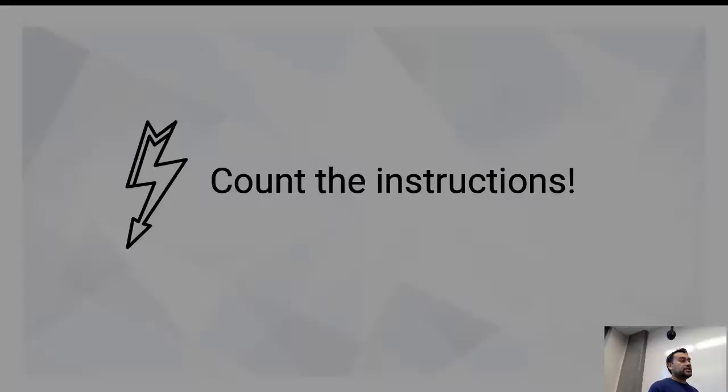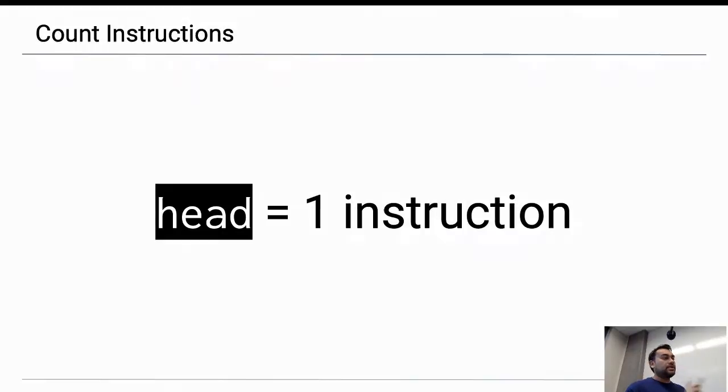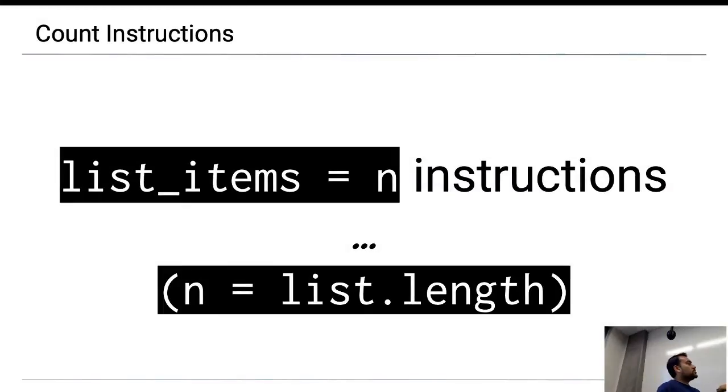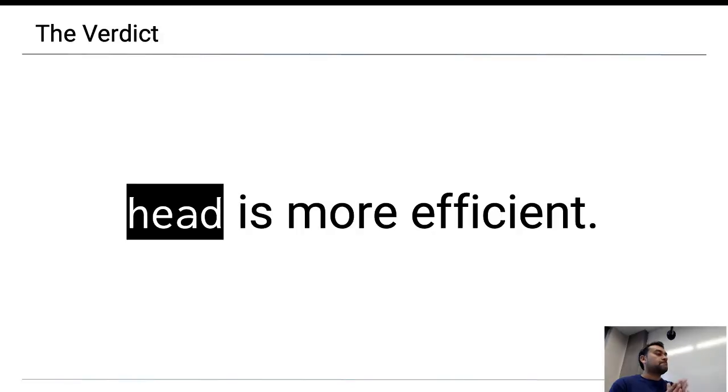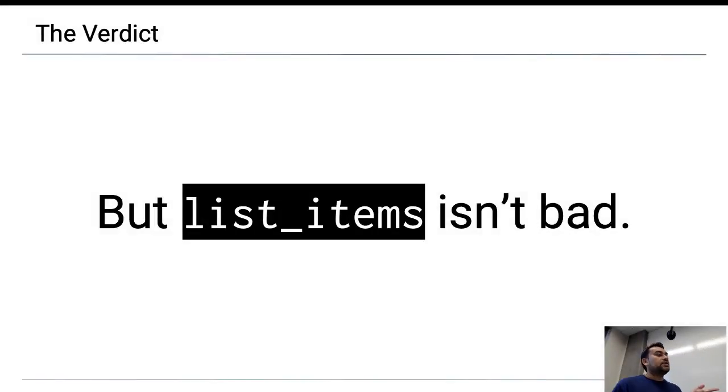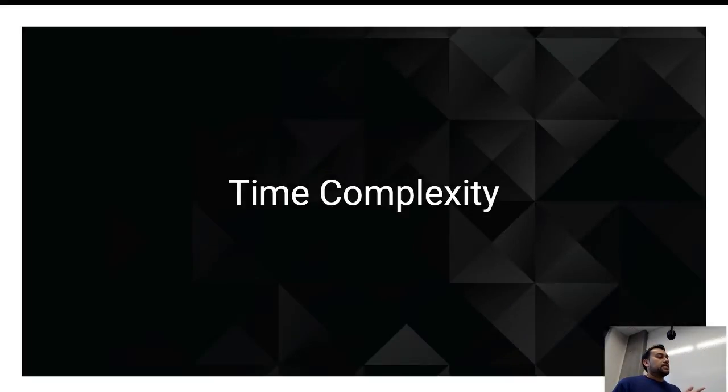Let's see. So we counted the instructions. We came to this: the second function is actually just 1 instruction. The first one is taking n instructions, where n is the length of the array. If there are 100 items, it's going to loop through 100 times. We concluded this. Let's get back.